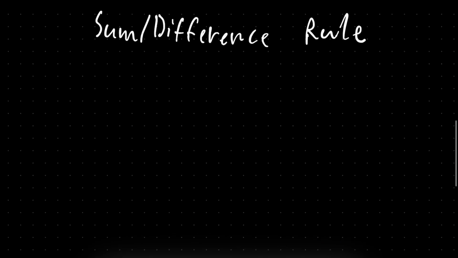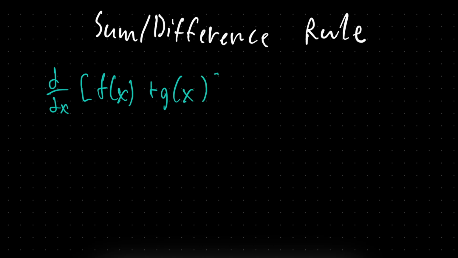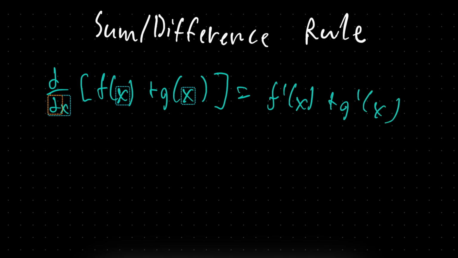Either way. We also have something called the sum or difference rule, right? All this is really saying is if you take the derivative of two functions, f of x, I don't know, let's say g of x, summed together, it's going to be the same thing as f prime of x plus g prime of x. You can consider this derivative operator as like a distributive property onto this. You could visualize it like that.